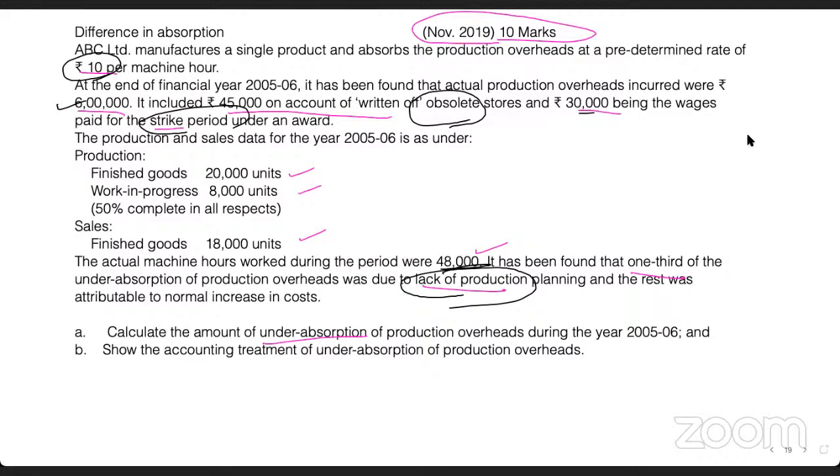In exam, what would you have taken? 20,000. 20,000 is not correct. That is sale of finished goods, Soundarya. Please be careful. I'm asking closing stock of finished goods. Production 20,000, out of it 18,000 sold. Therefore, balance closing stock comes to only 2,000.